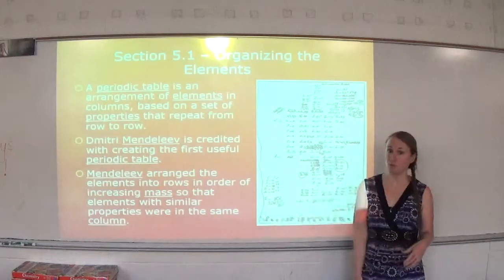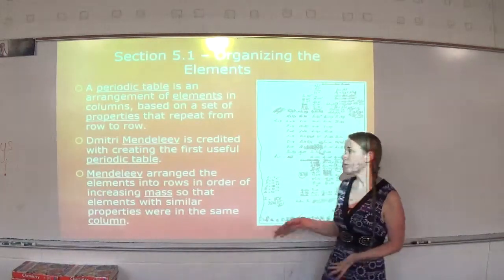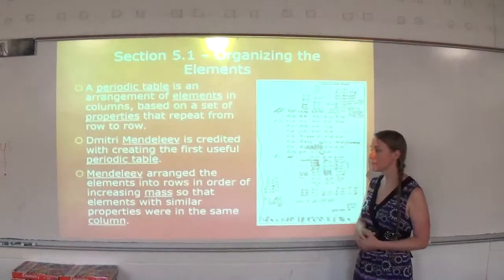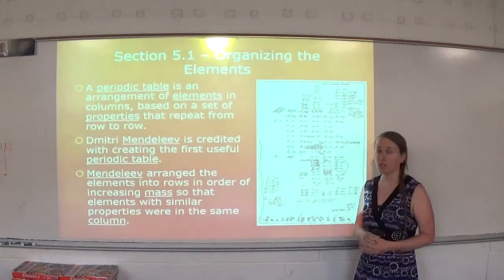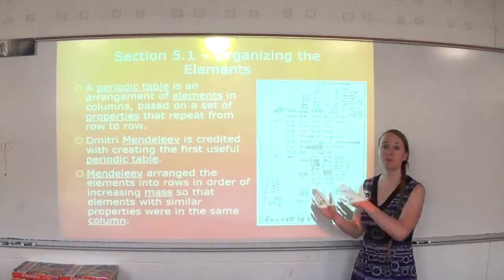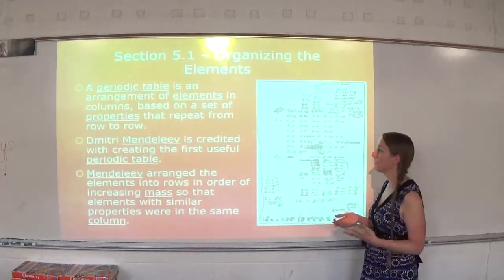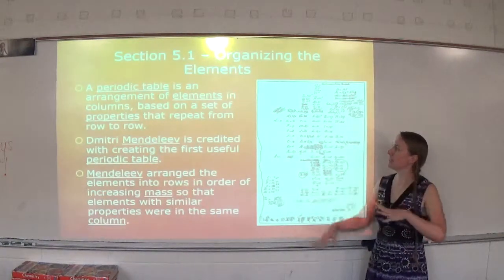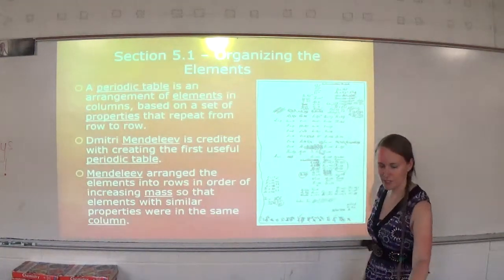Notice it says first useful. Mendeleev arranged the elements into rows in order of increasing mass so that elements with similar properties were in the same column. So he would go row by row, and anytime elements had similar properties, he would keep them in the same column. And that's how he arranged his periodic table. And this is just kind of an old document that's based off of his periodic table.